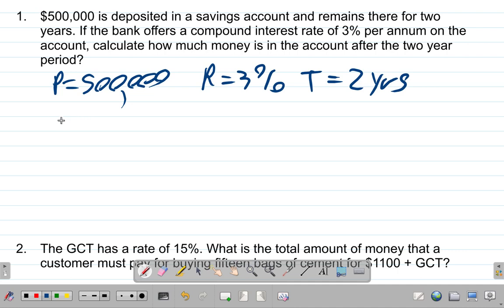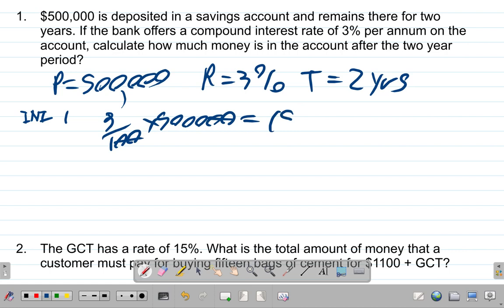Now, say year 1 or interest 1. The first interest paid is going to be 3% of 500,000. That's 3 times 5 is 15, and 3 zeros. That's $15,000. You get $15,000 after the first year. That's the first interest payment.